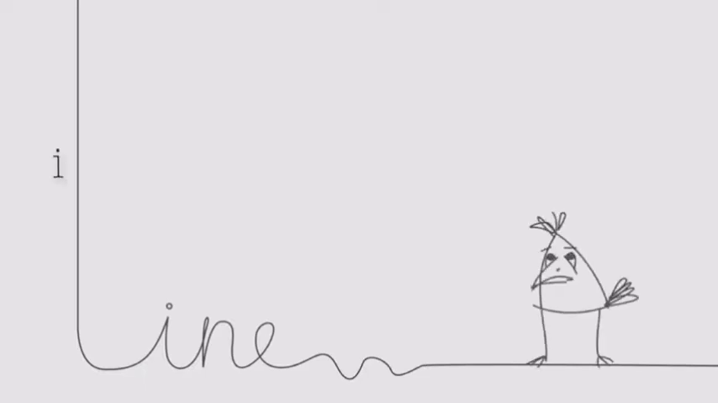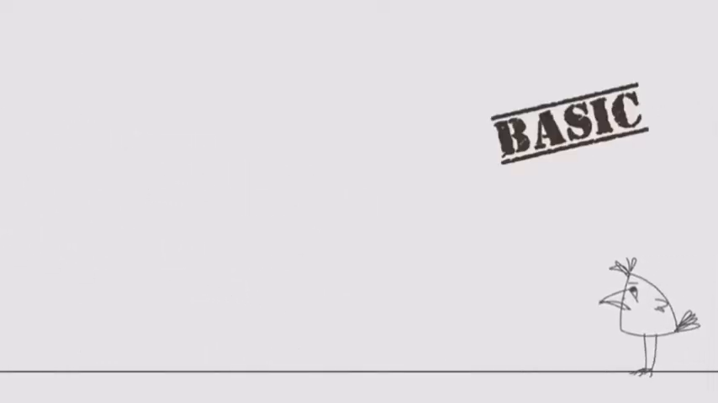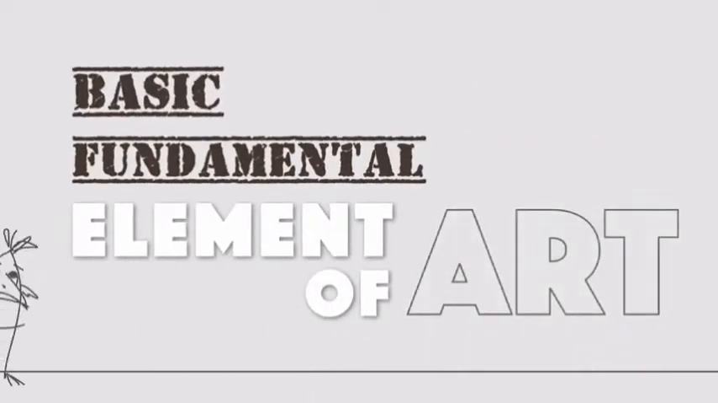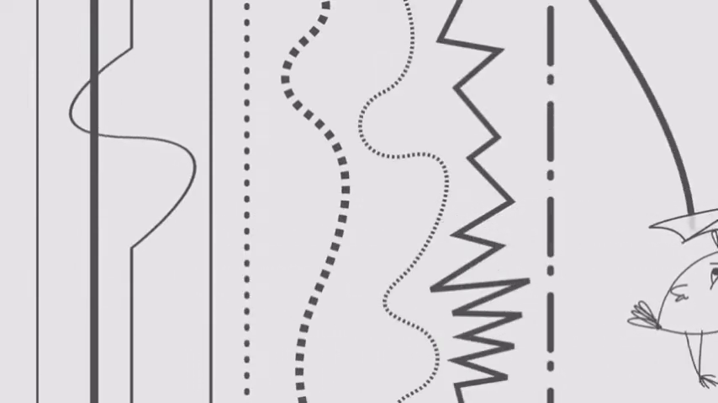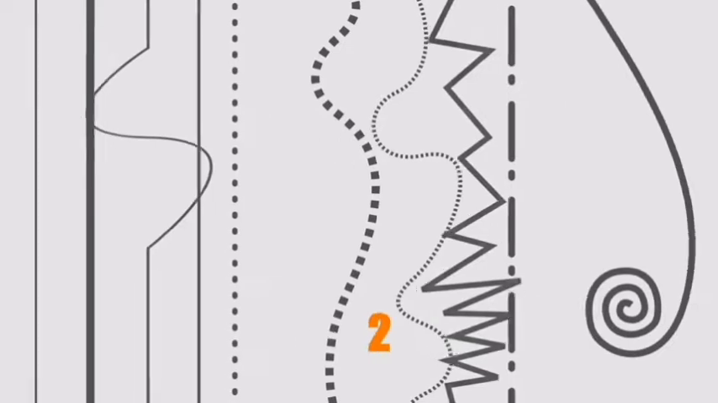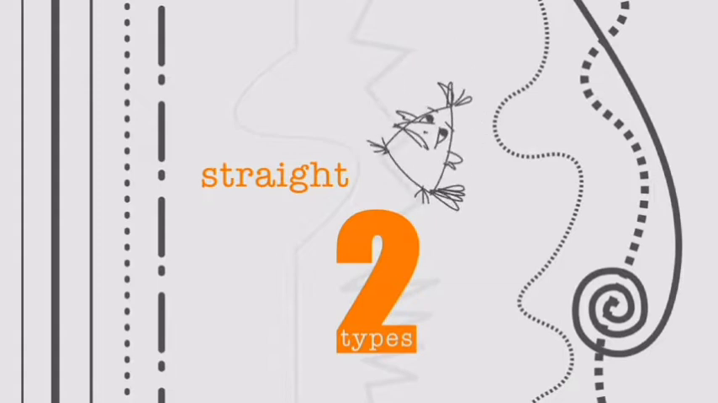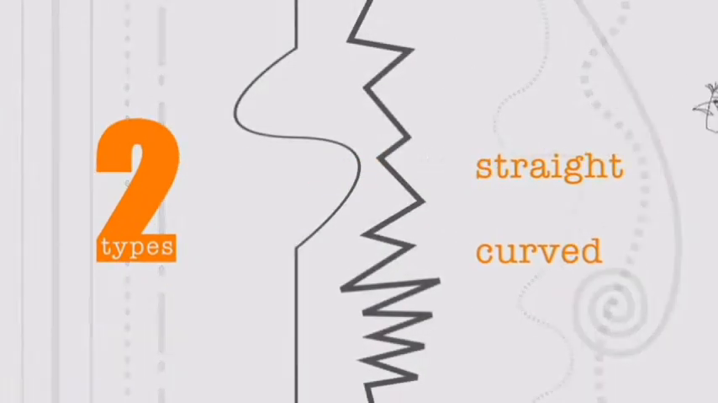Line is the path of a moving point. It is a starting place for most art creations. It is the most basic and fundamental visual element. So what do we know about lines? There is an endless number of lines that you see and use in art. But technically speaking, there are only two types: straight lines and curved lines. The rest of them are combinations or variations of these two types.